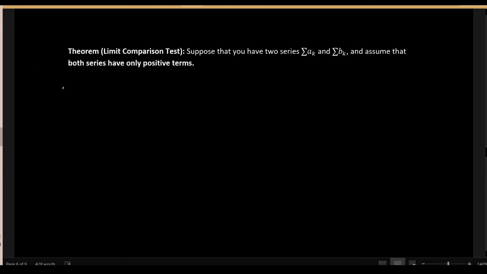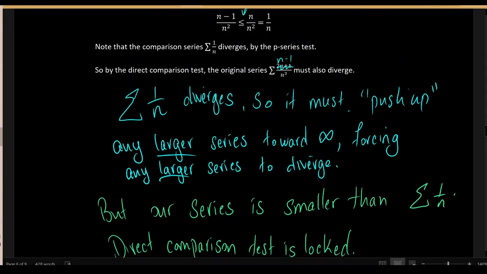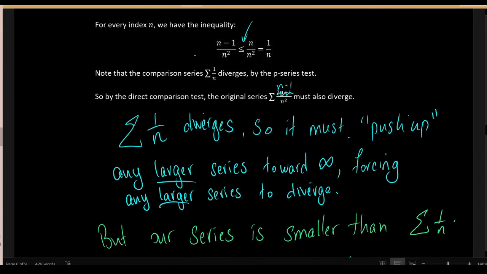So let's go ahead and give the second comparison test for today, which is the so-called limit comparison test. And limit comparison test is personally what I would use if I wanted to construct a formal argument to investigate a series like this one, n minus 1 over n squared. This series does seem conspicuously similar to the harmonic series, because the only difference between our series and 1 over n is this difference of the minus 1 in the numerator.